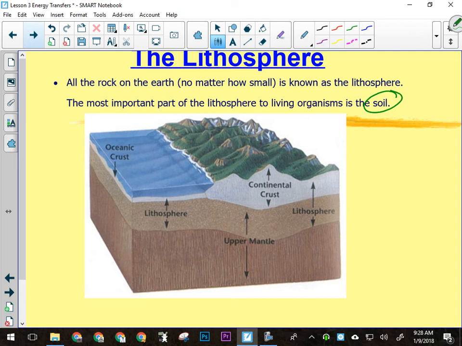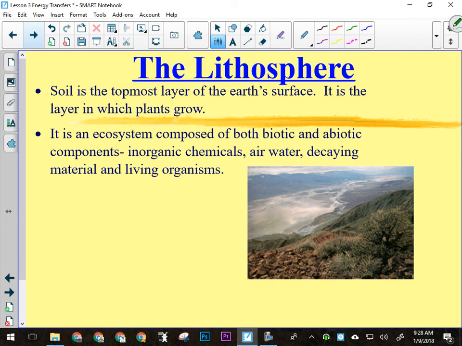Yes, yeah, it's moving air. All right, everybody okay with that idea there? Okay, so when we're looking at the lithosphere, like we said, soil is the most important part.